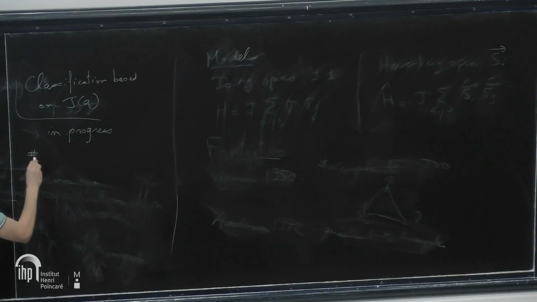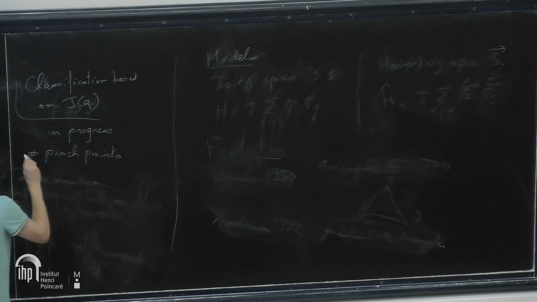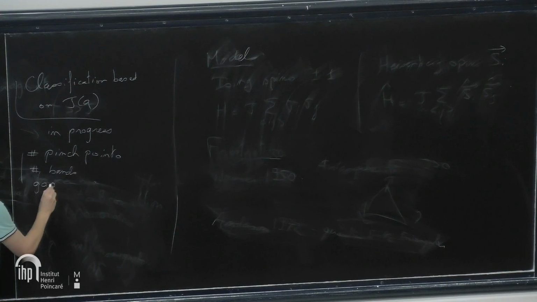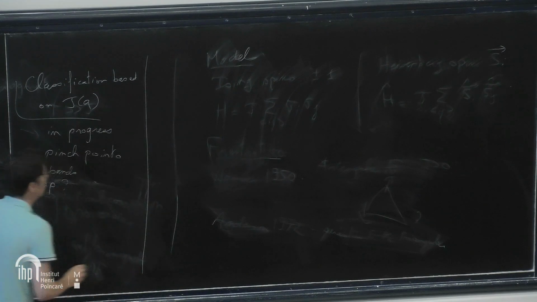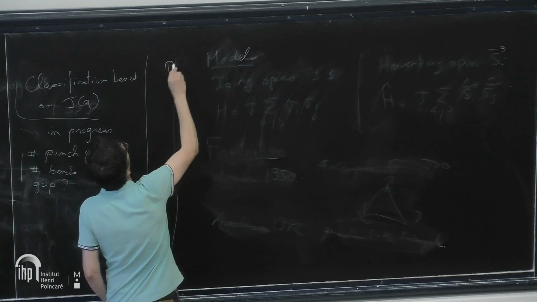Okay, so you can classify the number of pinch points, the number of bands, what about the gap, etc., etc. So it's like this classification of topological insulators. Okay. So I think this is all for the classical case. And now we move to the quantum.